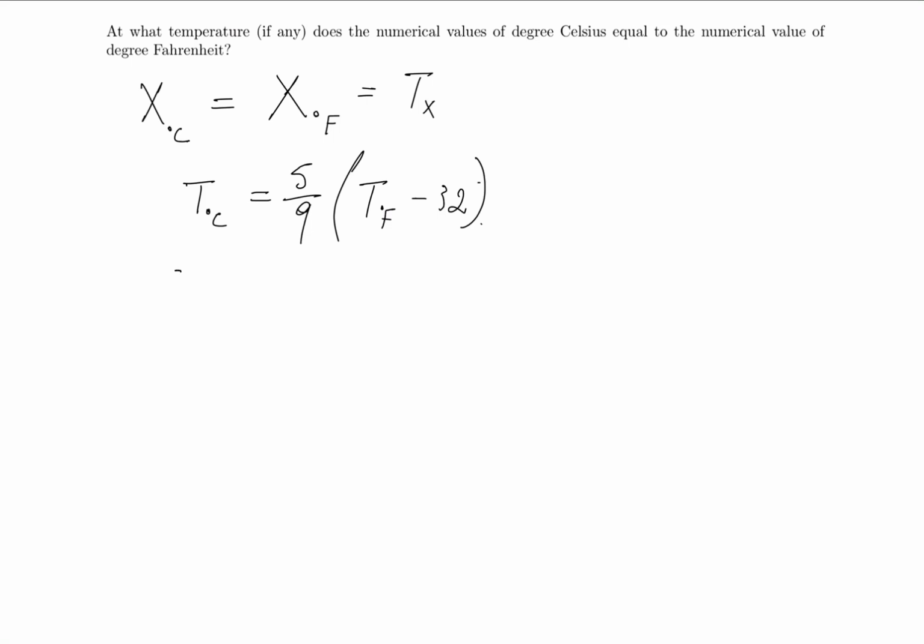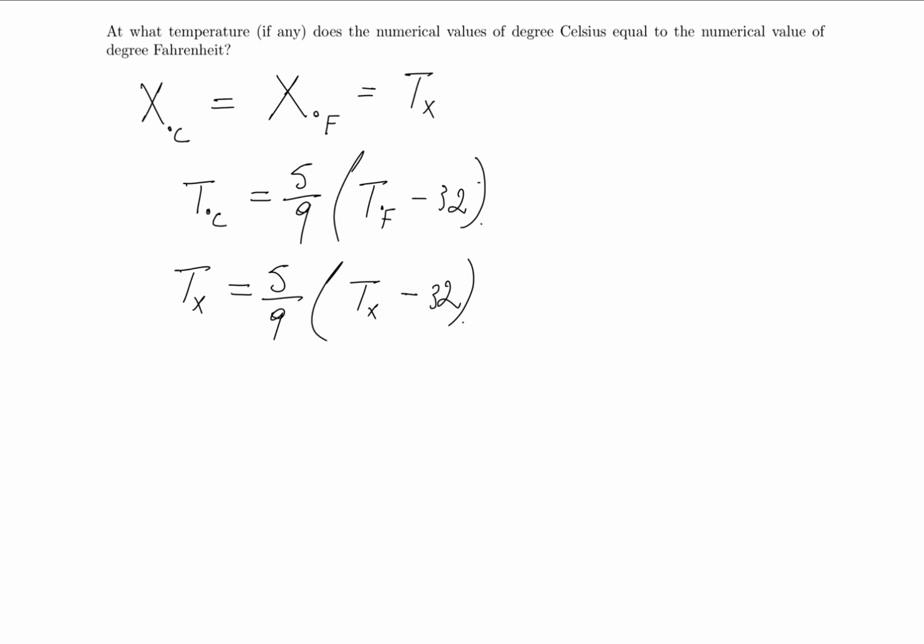Now, we know that Tx is going to be the same in degrees Celsius as it is in degrees Fahrenheit. So then we substitute Tx for both points. Because, again, by hypothesis, we want this value to be the same as that value. And we put a placeholder, Tx. Now, minus this 32 degrees Celsius. I'm sorry, not degrees Celsius. This is actually just 32.